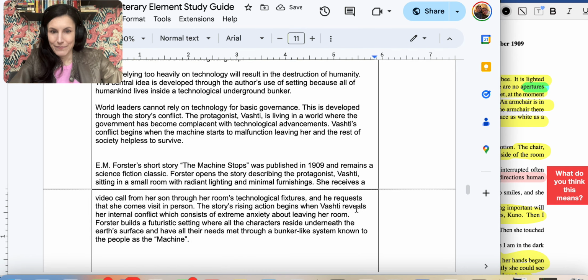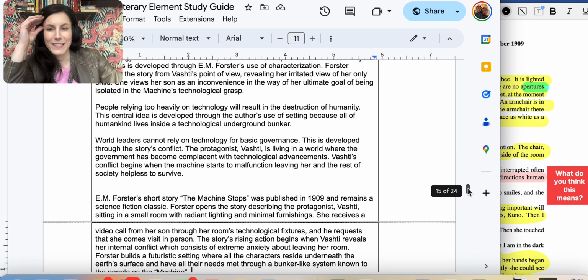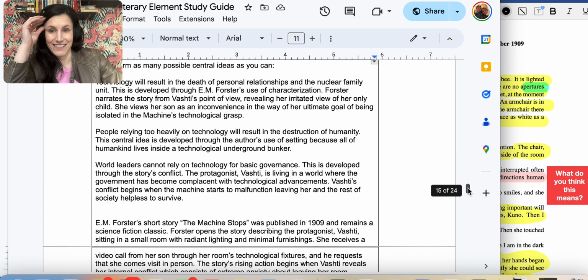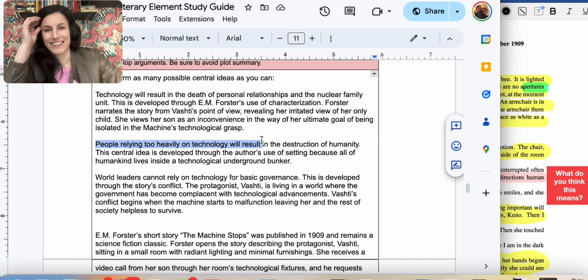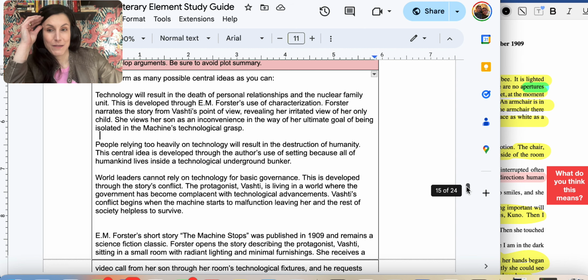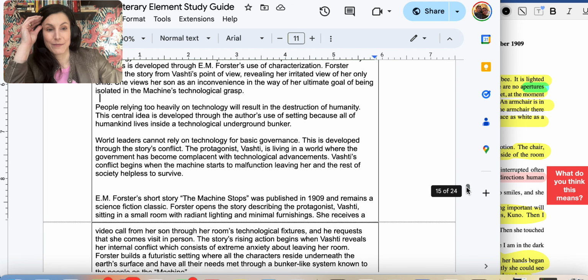Now, as we get towards the end of it, we need to be a little more specific, okay? So if I'm going to choose, the technology will be the death of the family. I think I will just go with this: the people relying too heavily on technology will result in the destruction of humanity. That's going to be my thesis.